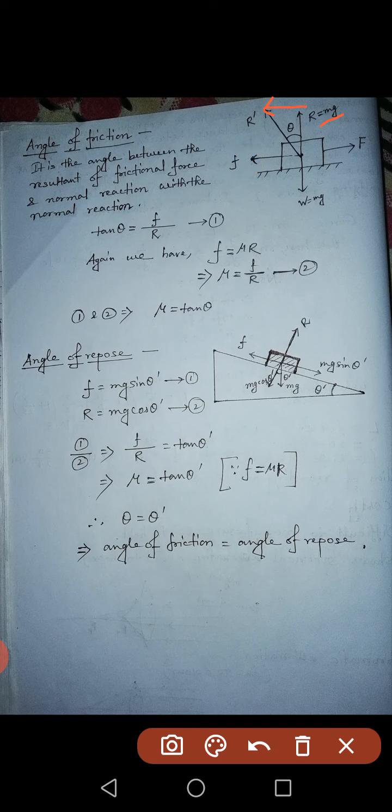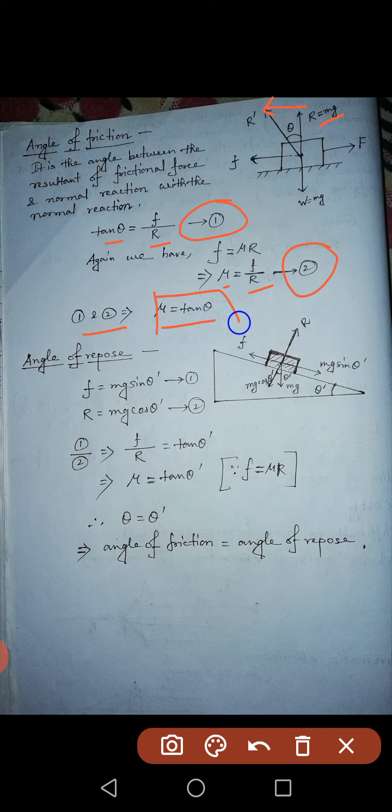So if I write tan theta for this triangle, tan means perpendicular by base. I have shifted this f vector here, so the perpendicular is the f vector and the base is R, so tan theta is equal to f by R. Now again we have this formula, frictional force is equal to mu into R. You got this formula already. So from this equation we can say that mu will be equal to f by R. Now compare equation 1 and equation 2. The right hand side is the same, f by R, so the left hand side should also be the same. That means mu is equal to tan theta, from equation 1 and 2.